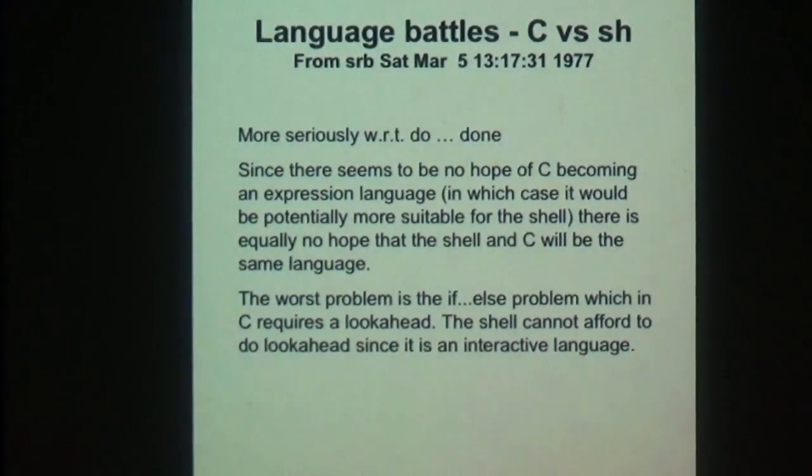So, language battles. At the time, and maybe still now, a lot of people wish that it was not looking like Algol 68. Sorry, that's what we did. And there were a lot of battles at the time to try to make the shell look like and be like C. Here's my note, which I wrote in 1977. I'll just read it out to you for those of you who can't see it. It says, since there seems to be no hope of C becoming an expression language, which is what I was aiming for, in which case it would be potentially more suitable for the shell, there is equally no hope that the shell and C will be the same language. The worst problem is the if-then-else problem, which C requires a look at. The point is, in the C context, if you're interactive, the C syntax just doesn't work unless you have two forms, one for if-then and one for if-then-else. And so that was why I kept the closed forms, because you knew you weren't done with it until you got to the end of it.